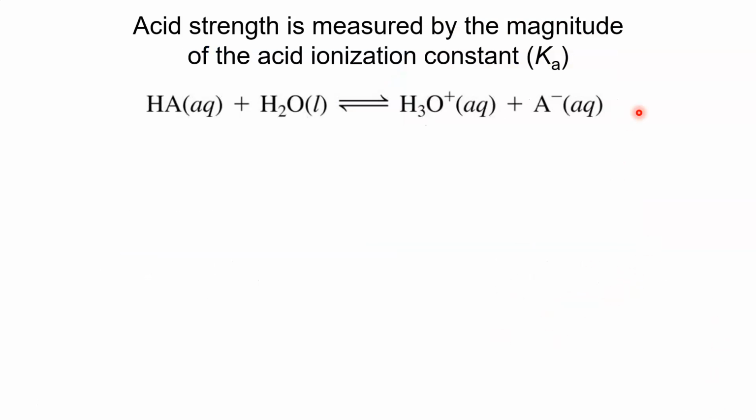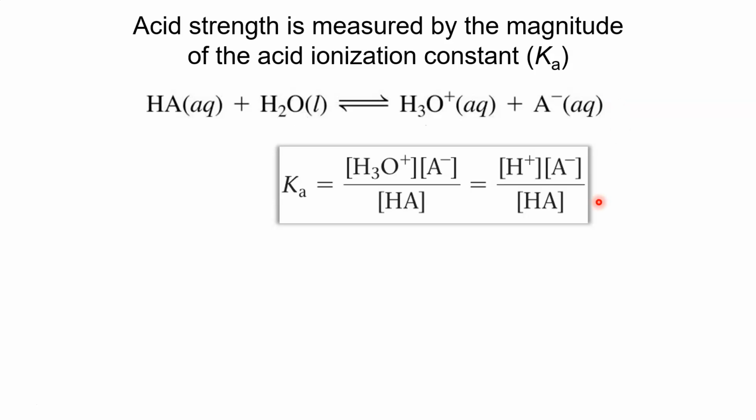So we measure acid strength by the acid ionization constant, Ka. This is the equilibrium constant, so this is much like the Kc that we talked about in the last chapter. This is the acid ionization constant. And so we could write an equilibrium expression for this equation, and it would look like this.